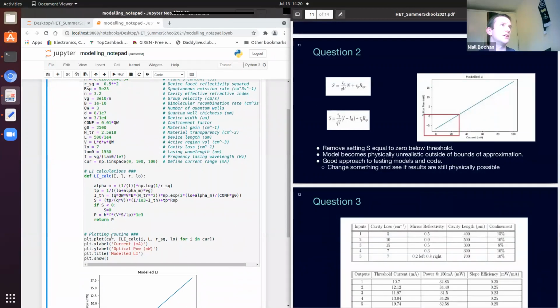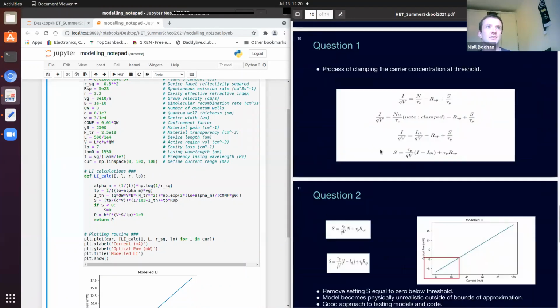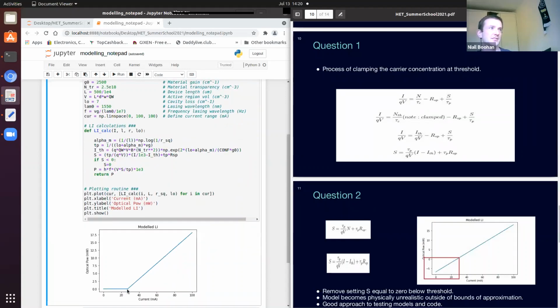Question 2 was kind of based on this. I'll call it an approximation. It probably isn't really an approximation. I kind of only did it for aesthetics more than anything else, because the approximation we have made with our new equation will only hold above threshold, the threshold current, this knee point here, and doesn't describe what happens below threshold. So I didn't want you guys to run this code and then start getting these negative power values, because it wouldn't have made sense.